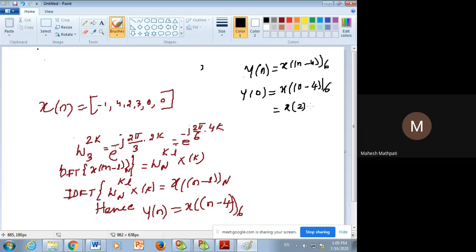So what is the value of x of 2? 2. What is the value? 2. Okay, now it is 2. Likewise, can you calculate all the values? How many values do you need to calculate? You need to calculate the values up to y of 1, y of 2, y of 3, y of 4, and y of 5. Just calculate these values. Let's see.